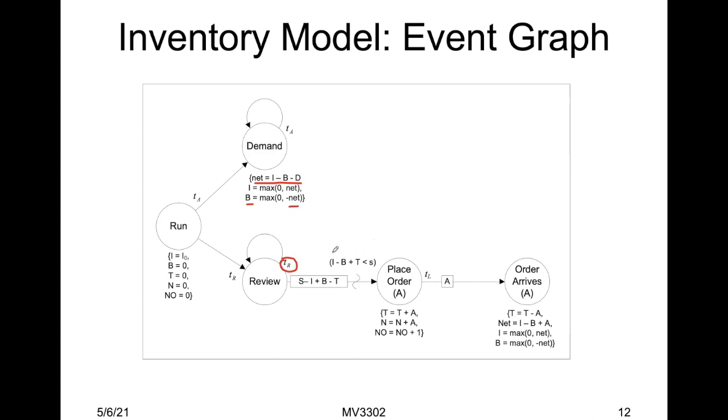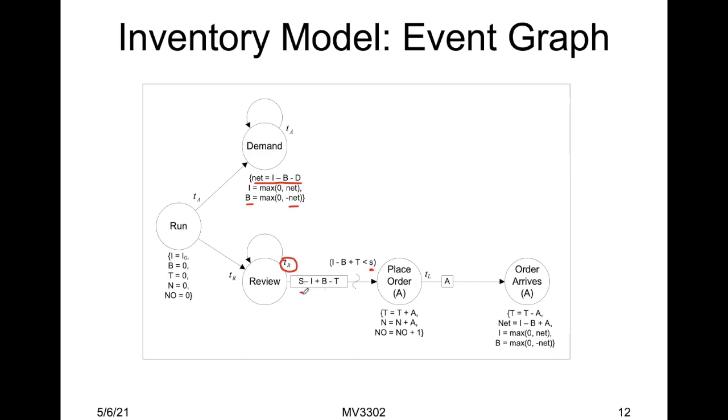So here's the condition. I have a certain amount on hand, a certain amount of back order, and a certain amount on order. If that total is less than my reorder point, then I'm going to place an order. And I want to place an order for the amount between how much I have there net and this big S. And what is that amount? It's S minus I plus B minus T. In other words, it's my order up to amount minus what I have on hand, plus the amount on back order, minus the amount that's on order.